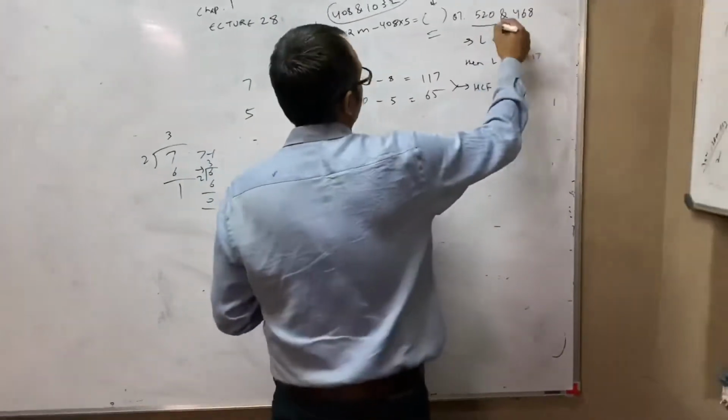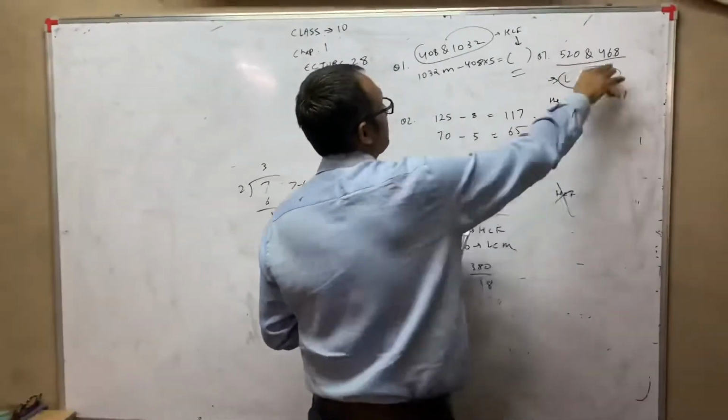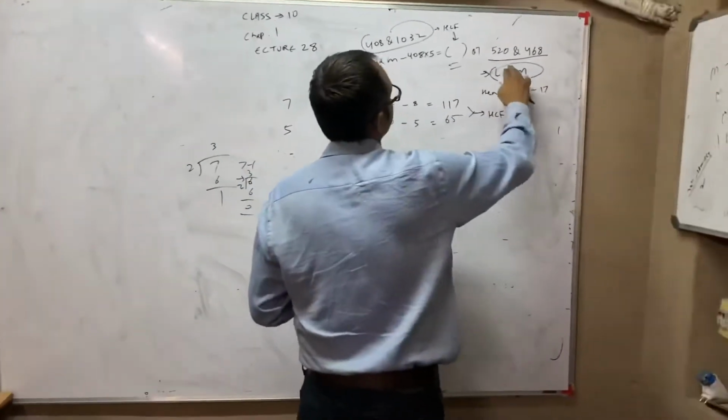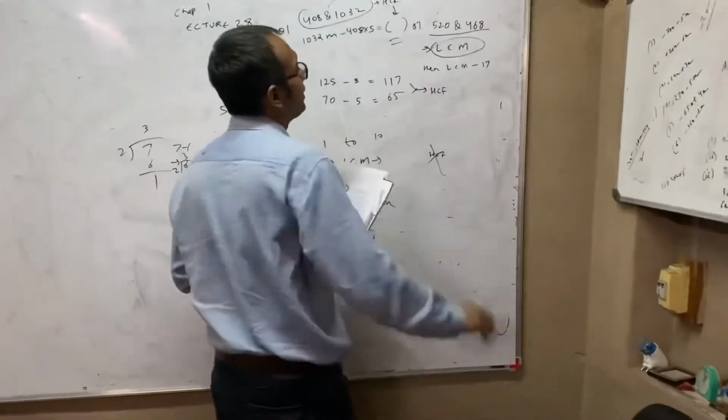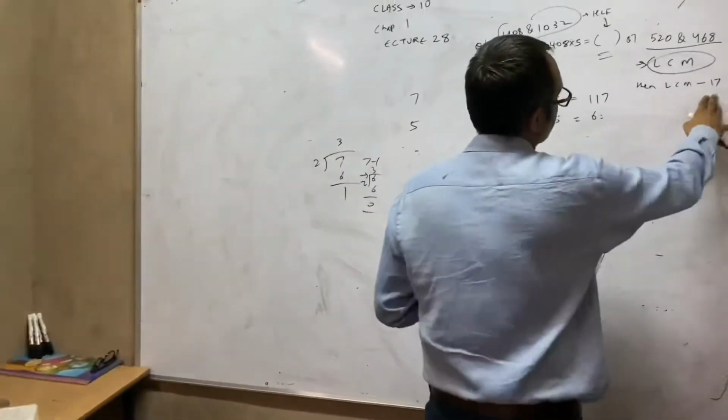Okay, in this sum, first you find the LCM. The LCM will be such a number which both these numbers can divide. And now this LCM you subtract by 17.